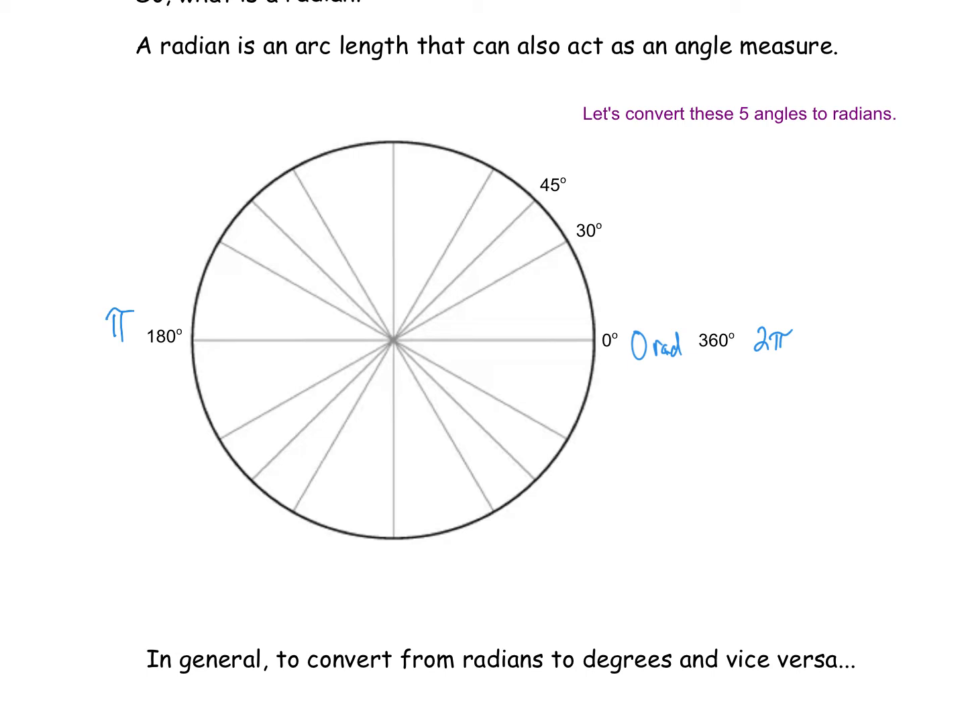So one that I didn't ask you to do is 90, but 90 is going to be half of 180. And so that's going to be 1/2 pi radians, because 180 is pi, half of pi is 1/2 pi. So we usually write this as pi over 2. So for 45, that is half of 90, and half of a half is a fourth. And so this is going to be pi over 4.